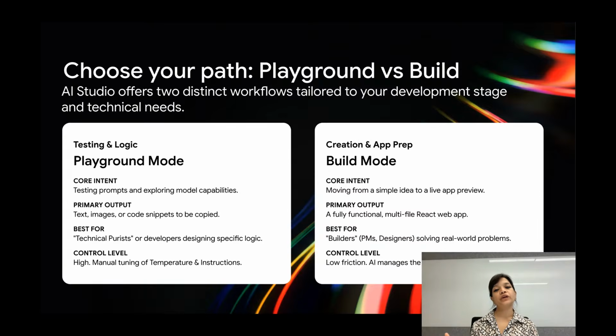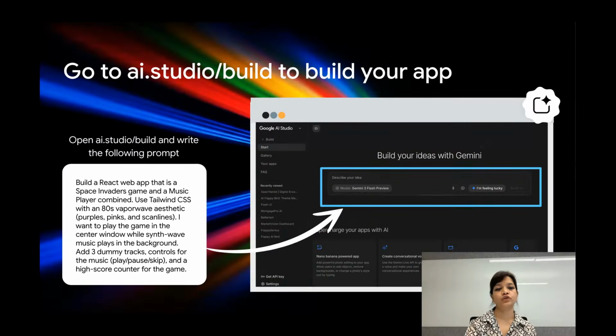Whereas the build mode is where you are moving from a simple idea to a live app preview. So you have minimal control, but it's low friction for anyone who's new to this or getting started. You will get a fully functional multi-file React web app as a result of this. It's low friction and AI manages the technical complexity for the most part.